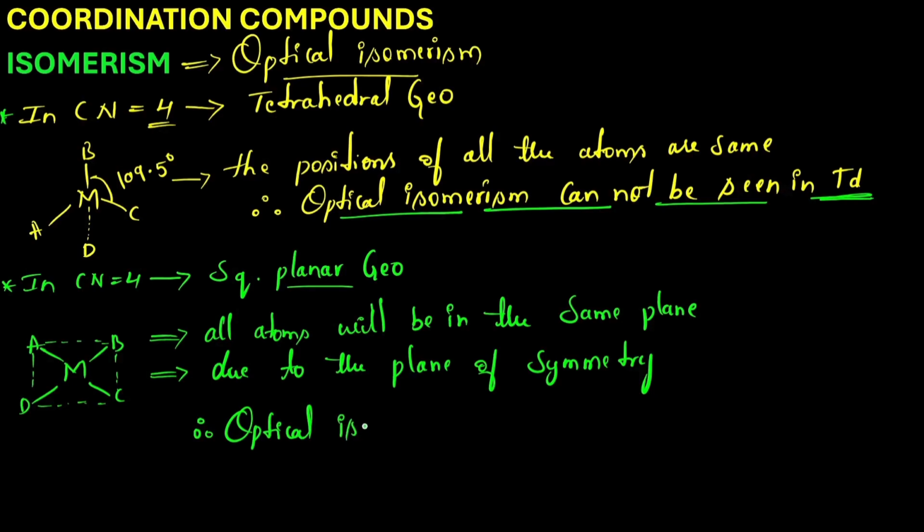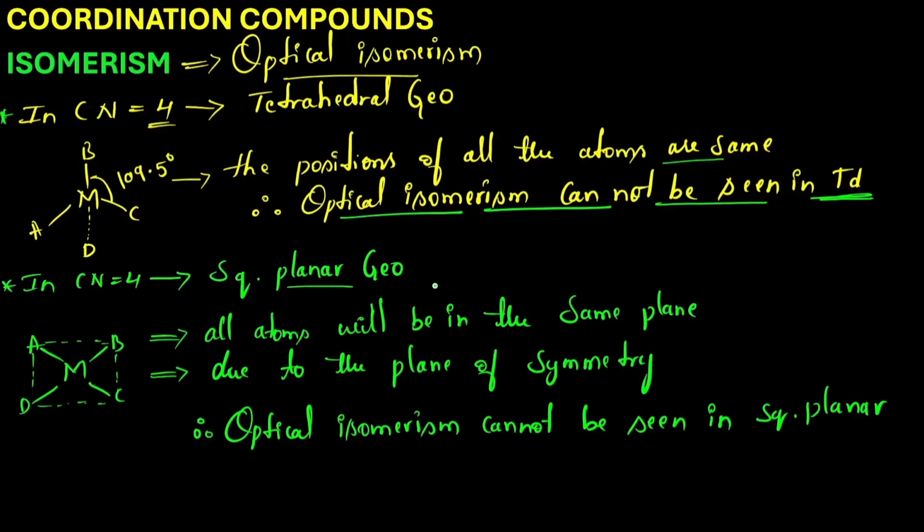Optical isomerism cannot be seen in square planar geometry. In tetrahedral geometry, the position of all the atoms are same. Therefore, the optical isomerism cannot be seen in tetrahedral geometry.